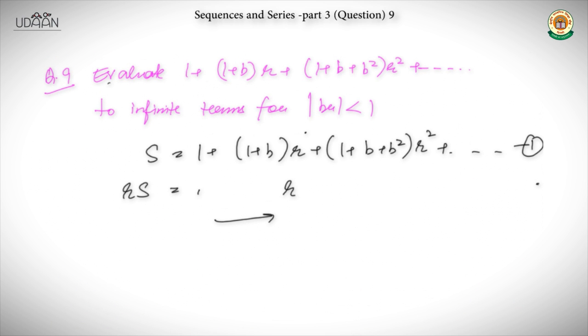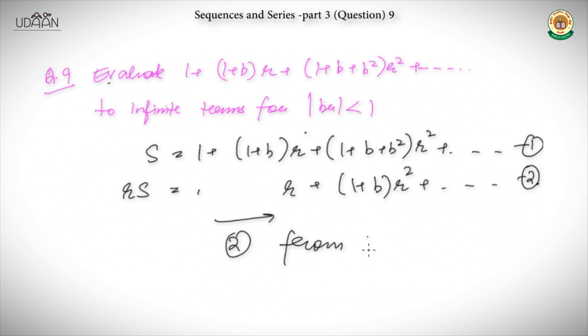Okay, so we were just multiplying it by r. So it becomes plus (1 plus b) into r square and so on. This is number 2. We just subtract 2 from 1. Basically, 2 from 1 we are subtracting, so it becomes 1 minus r into s. That becomes what? 1 plus br, that is b1 plus b n minus 1.